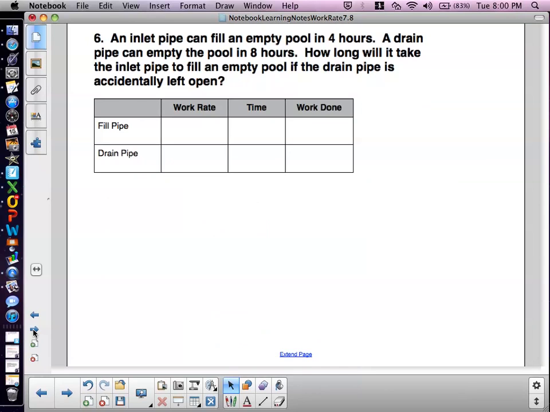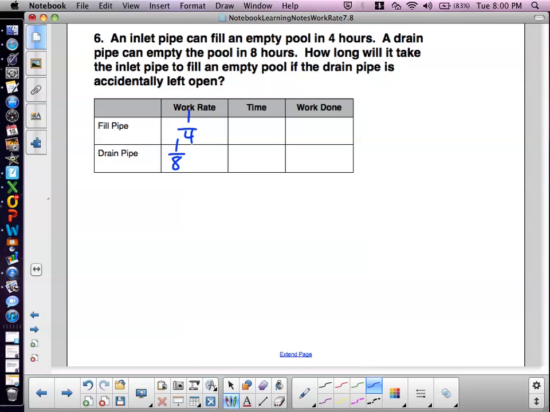Okay, here's a pipe problem. An inlet pipe can fill an empty pool in 4 hours. So that means the fill pipe's work rate is 1/4. A drain pipe can empty the pool in 8 hours. So the drain pipe's work rate is 1/8.